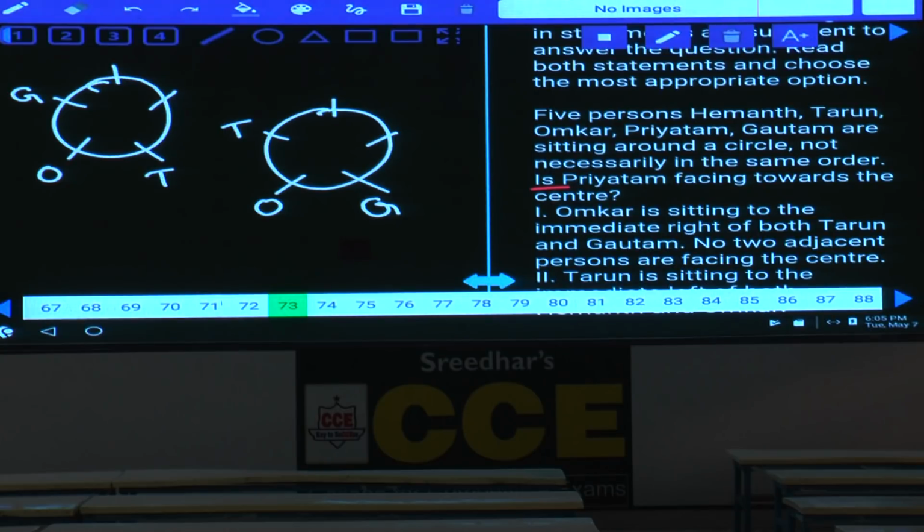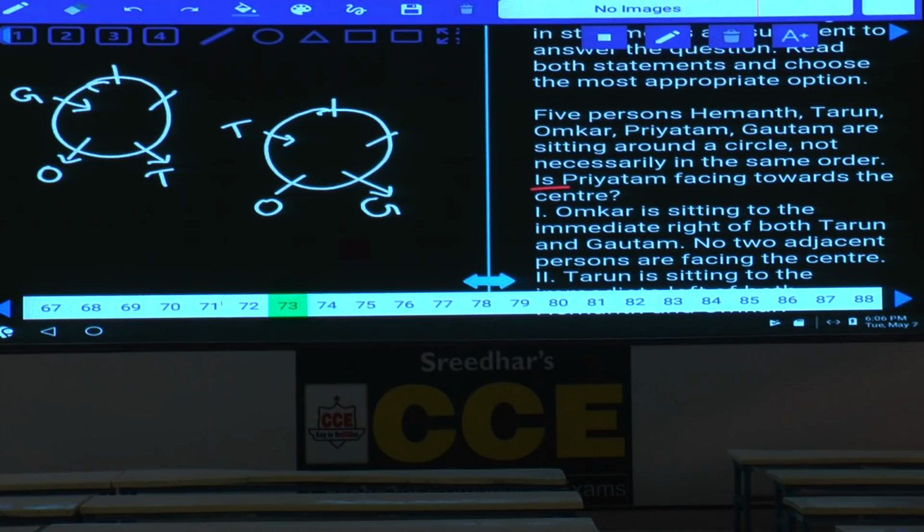Now whatever, this Omkar is here, Omkar is seated to the immediate right of both these. Hence Omkar to the immediate right and Tarun is away. In this case Tarun is center, Omkar is, Gautam is away. In both the cases this Omkar is seated to the immediate right hand side of both Gautam and Tarun. And no 2 adjacent persons are facing the center.